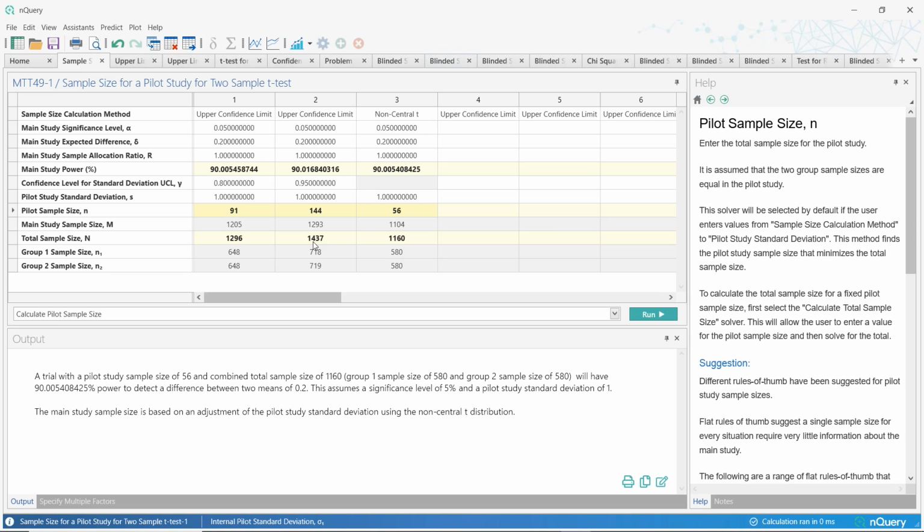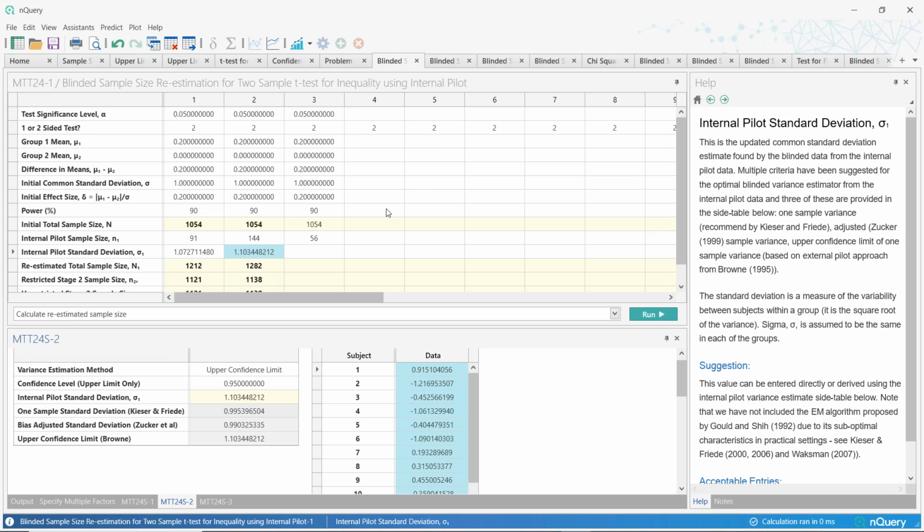But of course, once again, the total sample size for this program, where we had an external pilot, is around 1400. Now, this is much closer to what this initial main study sample size would have been in the first place, because we're getting to include the pilot data directly into the estimate.